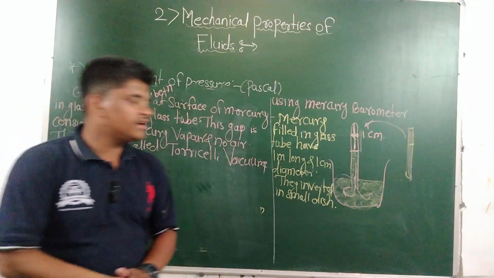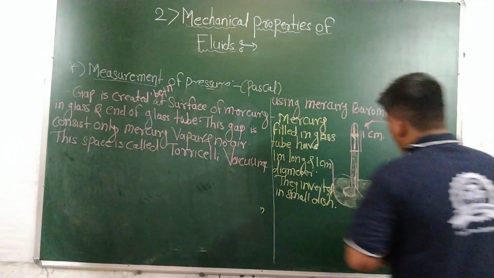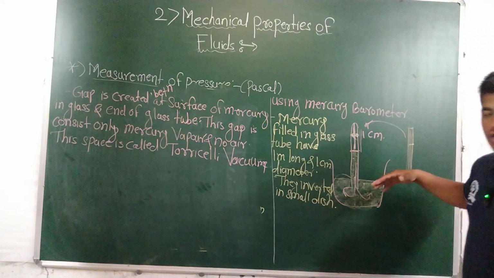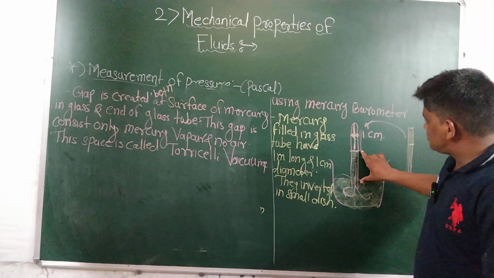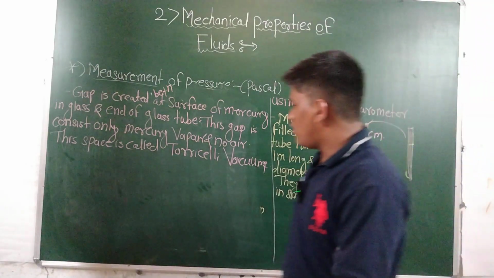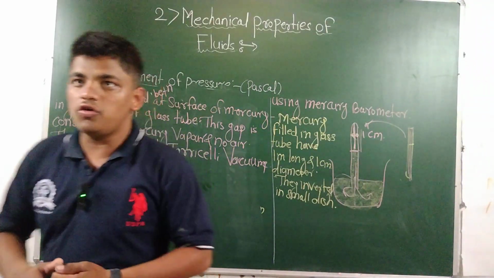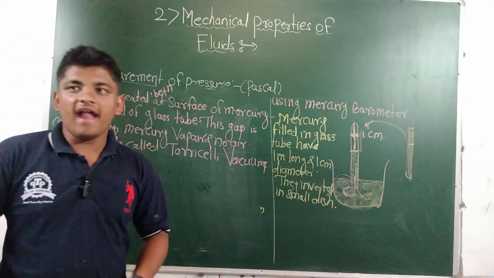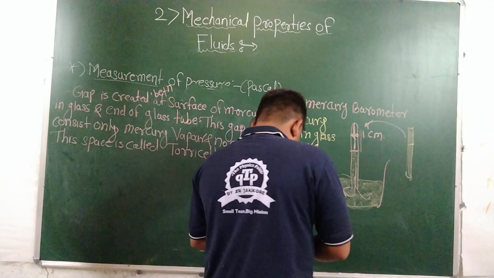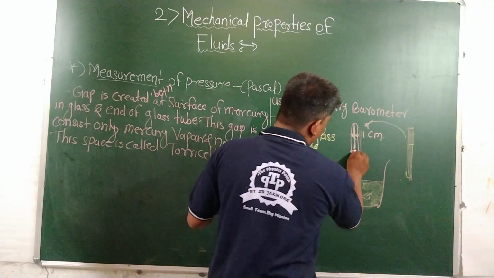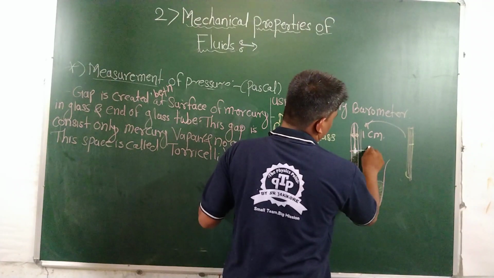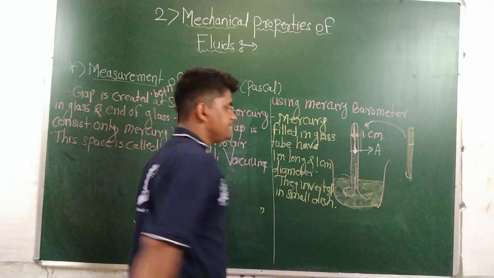The gap will be created between the surface of the mercury in the glass tube and the end of that glass tube, which is called a Torricelli vacuum. And after that, the pressure at the upper end, let us name this point, point A.